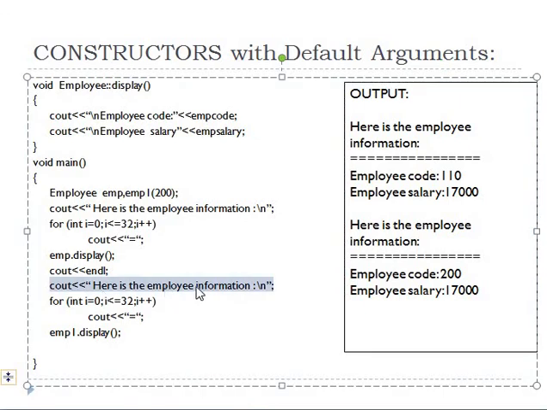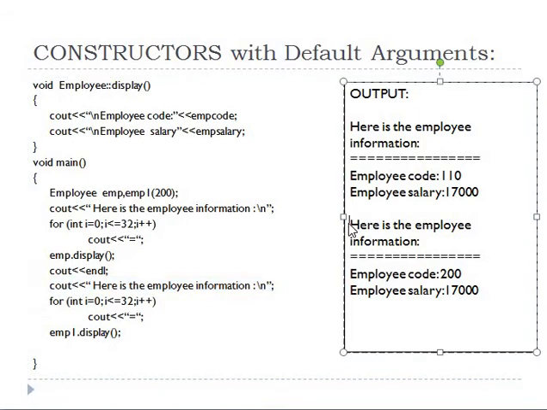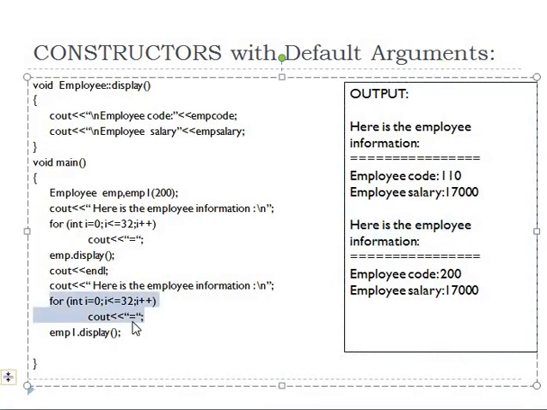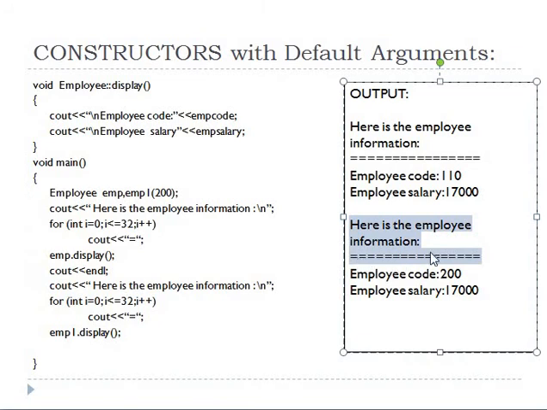After that, again it prints the text, here is the employee information, using this cout command, and this puts this text in the output exactly out here, and then it prints the equality operator 33 times as shown by this for loop. This shows the equality operator getting printed 33 times just after this text.